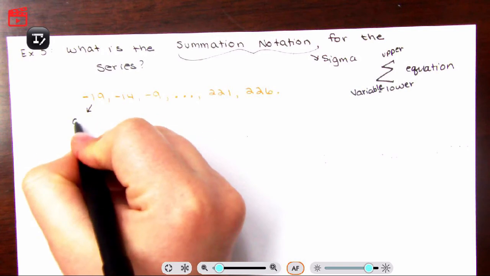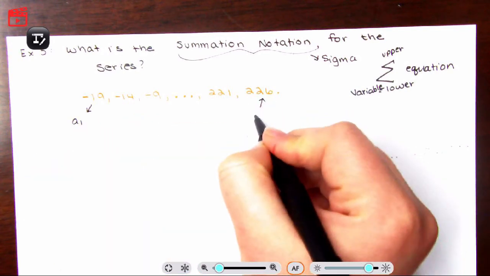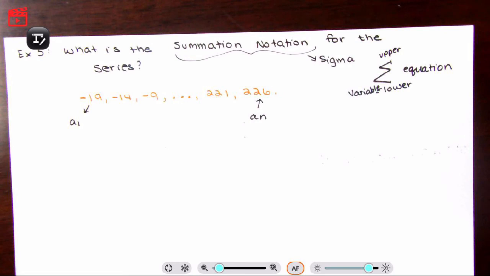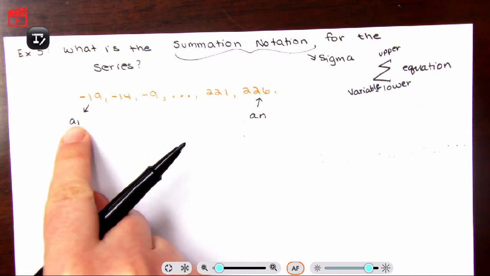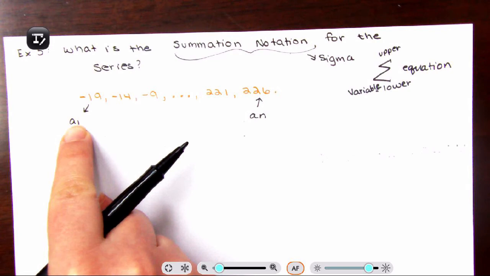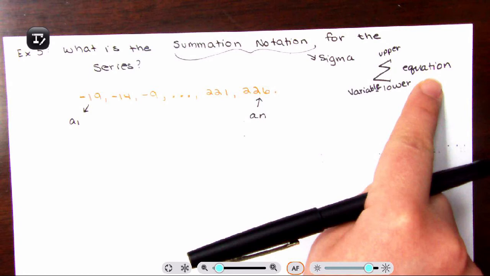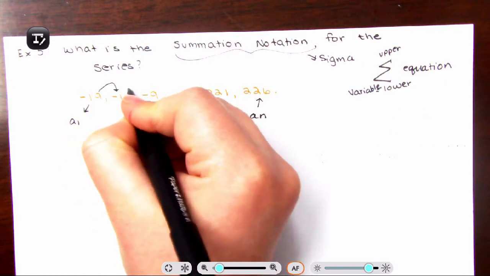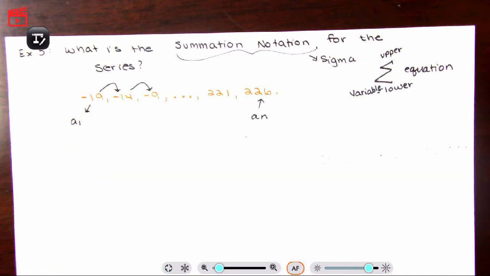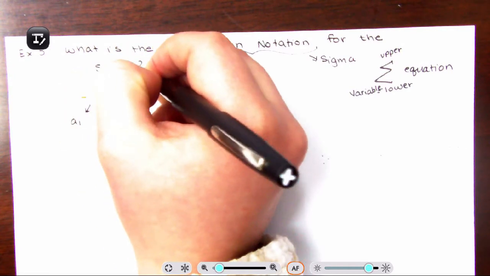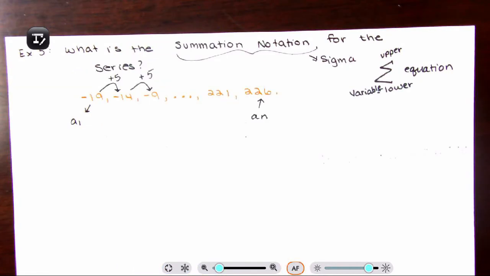So this is a sub 1. We don't know what this is. This is a sub n. We don't know what that is. We know that the lower limit is going to be 1 because the position number is 1. However, we don't know what the upper is. We also don't know the equation, so maybe we can figure stuff out. We can, however, find out what the common difference is. So from negative 19 to negative 14, I am adding 5. I am adding 5 each time. Negative 14 plus 5, double check that, and it's negative 9.